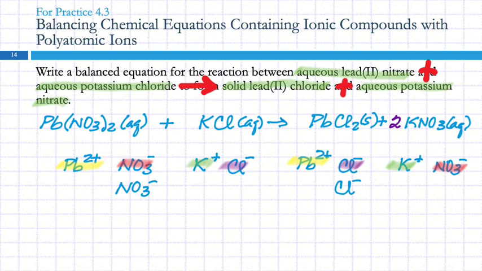And then I'm just moving along on the reactant side, and I get to potassium. How many potassiums over here? 1. And how many over here? 2. So I need to put a 2 here. And then chlorines, 2 chlorines and 2 chlorines. Any questions?